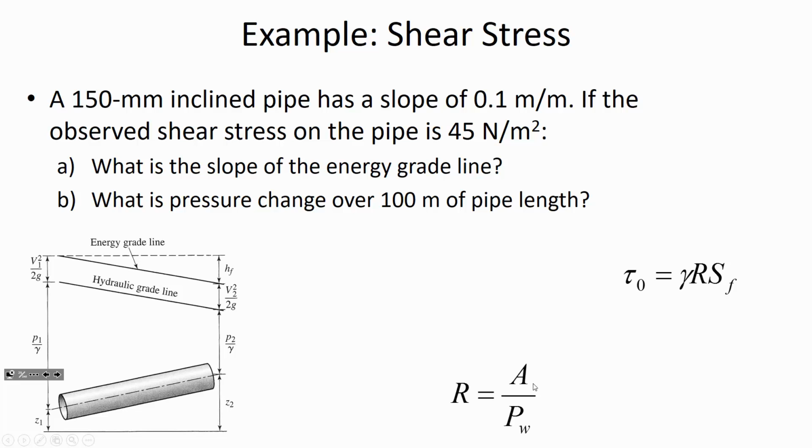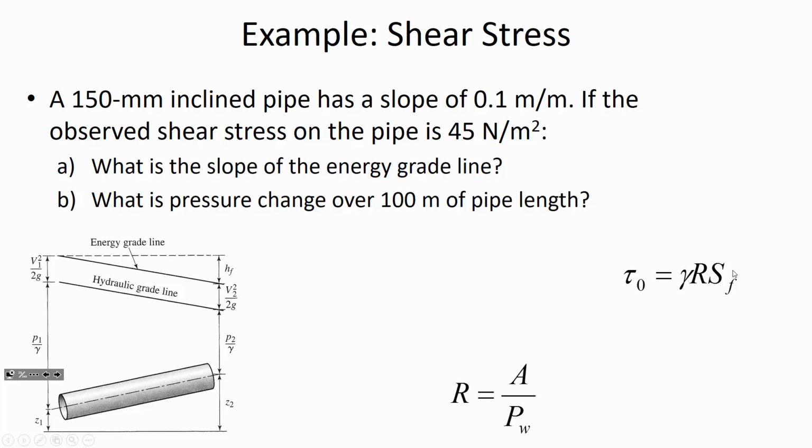So I've given you two equations here. You're going to need to, with the known shear stress, rearrange this equation to solve for S sub f. S sub f is the slope of the energy grade line. So find S sub f, and then we're going to use the energy equation. And if it was a particularly long spring or Christmas break, you may have forgotten the energy equation.